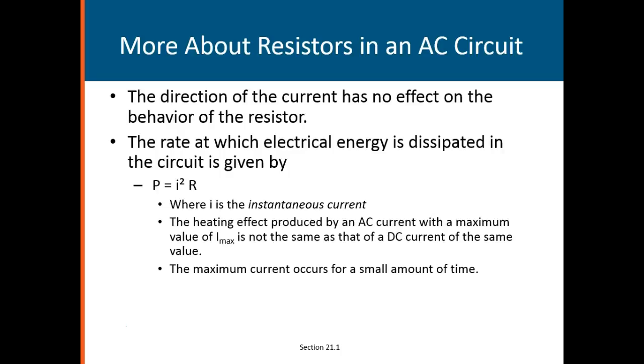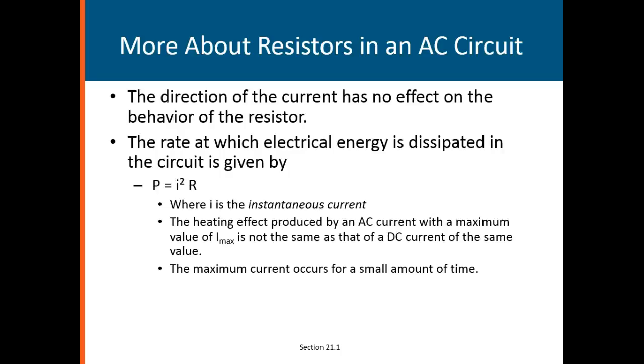Now, I is the instantaneous current. So this is changing constantly, right? Alternating from max to zero to min to max to zero, 60 times a second. Constantly changing. So the power is really fluctuating too. Sometimes the current's zero, sometimes it's max, sometimes it's in between.